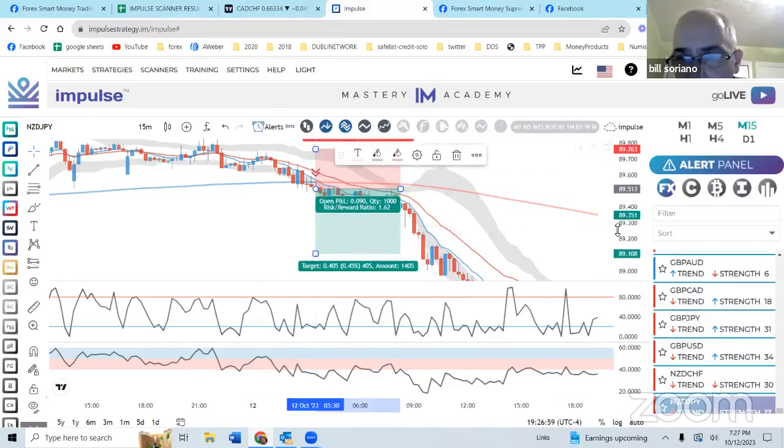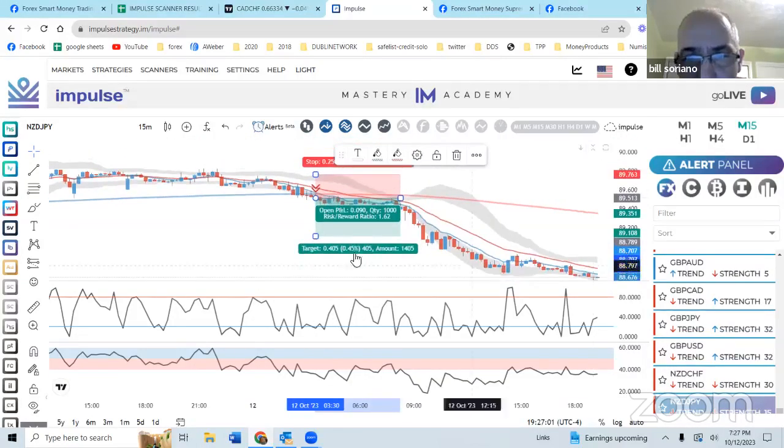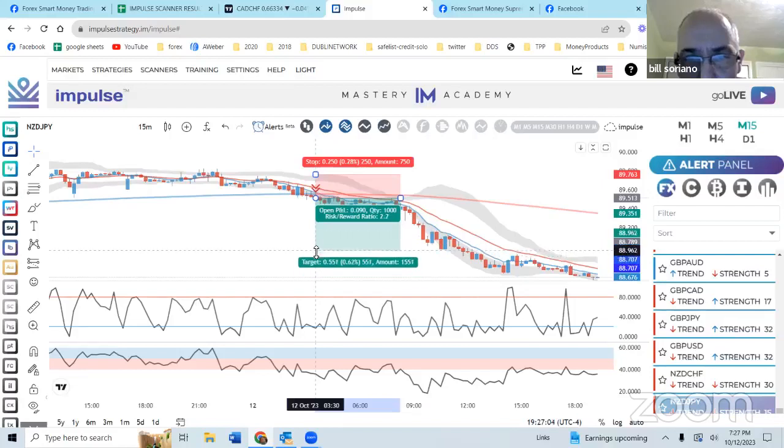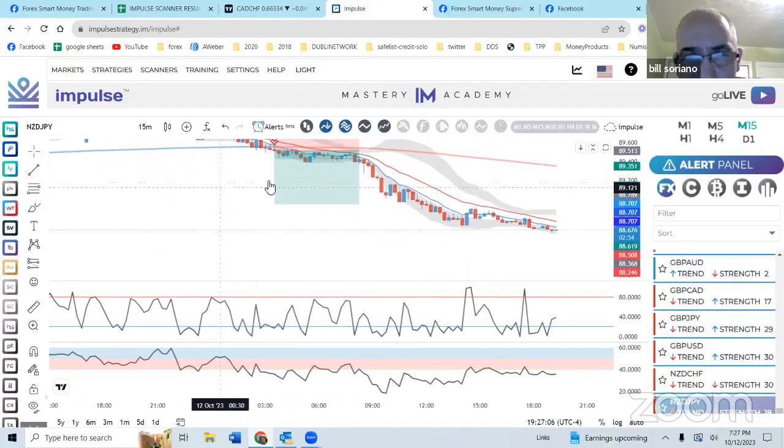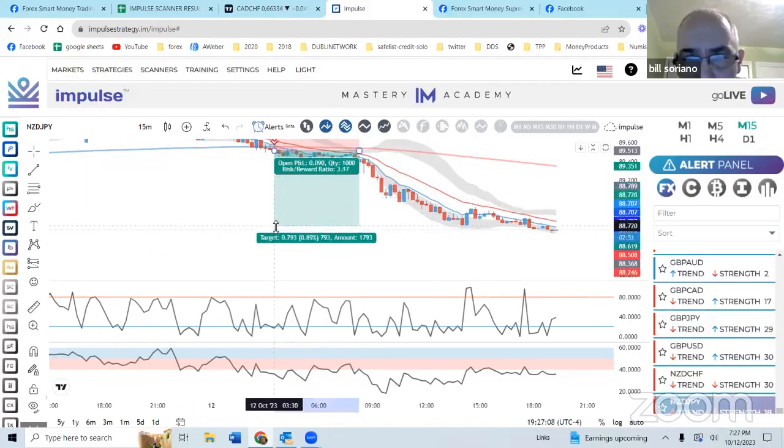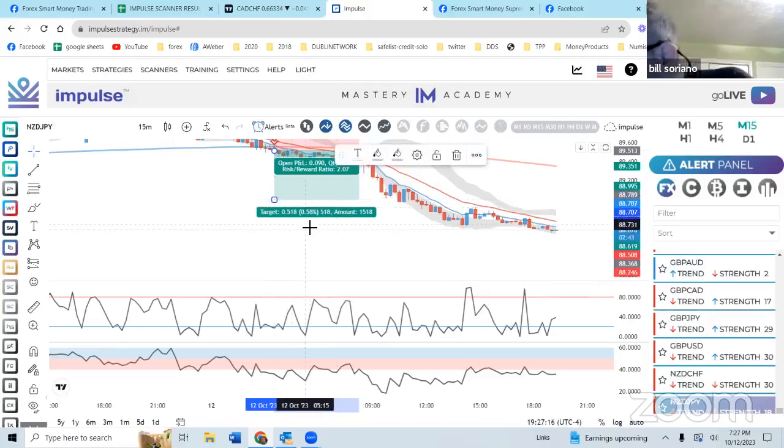Okay, and then what do we need? We need to get a 1 to 2 risk to reward to get out of this trade. You can see that we very easily get that, right? Actually, it comes down here, it gives you a 1 to 3, but we get out at 1 to 2, right? So there's a winning trade.